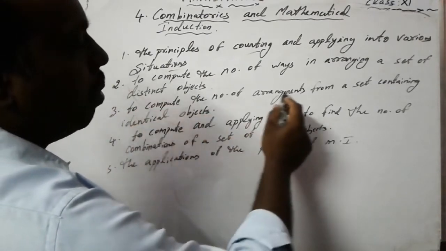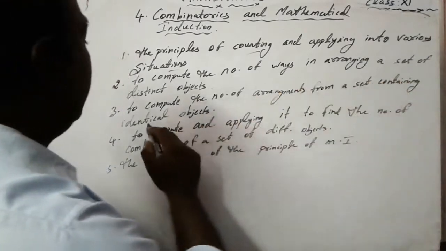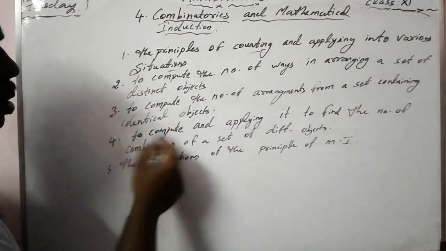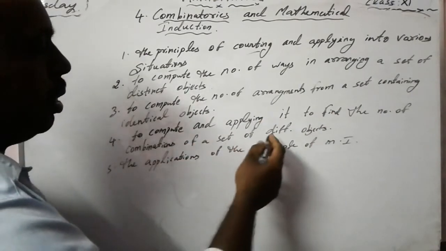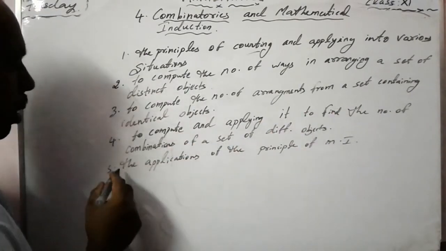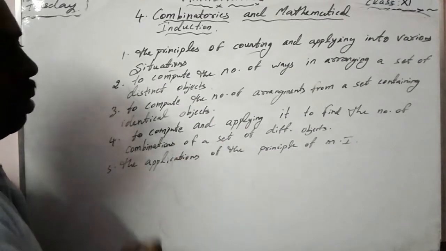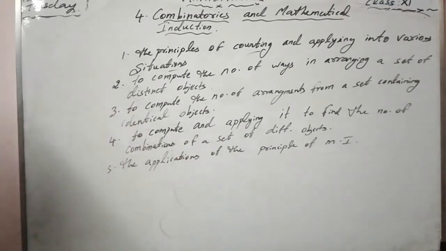To compute the number of arrangements from a set containing identical objects. To compute and apply it to find the number of combinations of a set of different objects. Last one, the applications of the principle of mathematical induction.